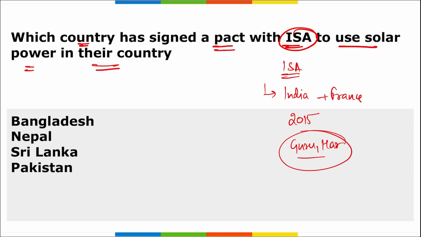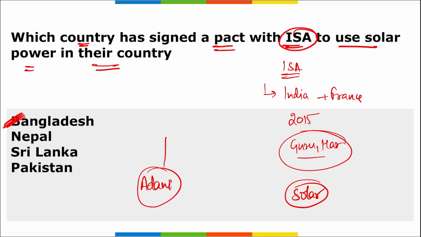And now remember, which country has signed a pact with International Solar Alliance so that they can enhance their use of solar energy in their country? So the correct option here is Bangladesh. Apart from this, remember, Adani Group will also be supplying electricity to Bangladesh. So the correct option here is Bangladesh.